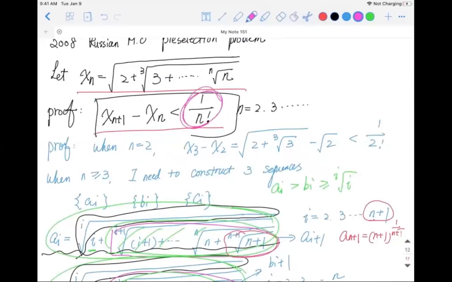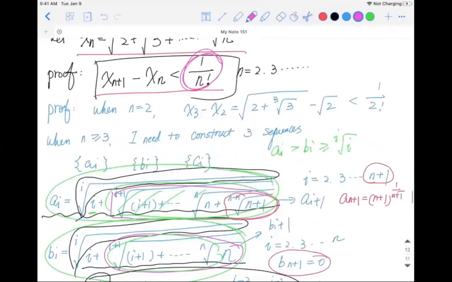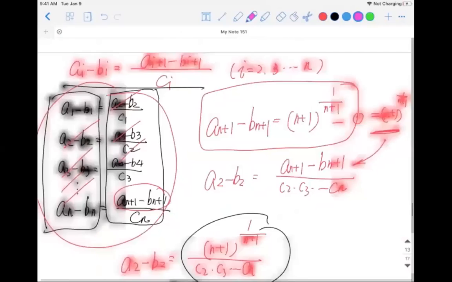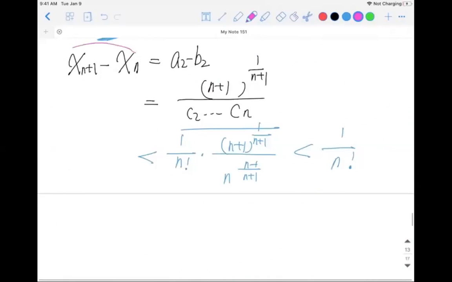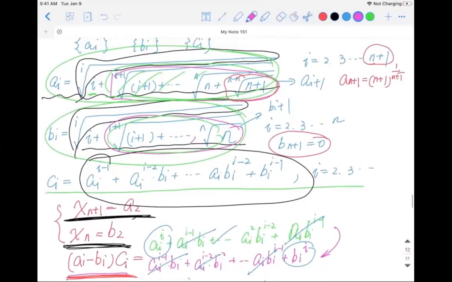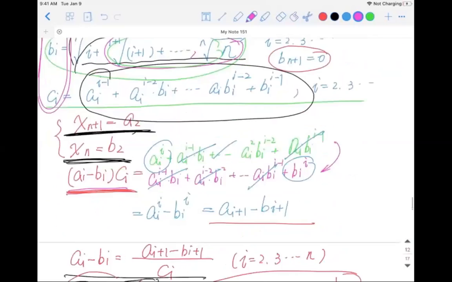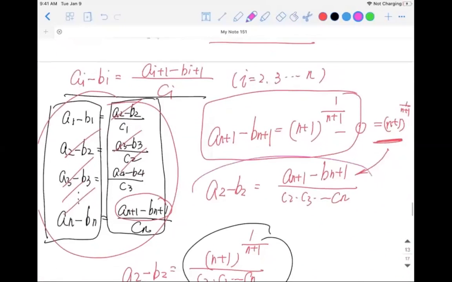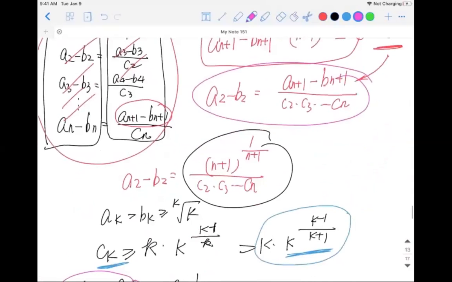We want to make sure x_{n+1} minus x_n is less than 1 over n factorial. So these will be x_{n+1} minus x_n less than 1 over n factorial. Okay, this is a crazy problem. And first of all, it takes forever for you to figure out how to have the A_i, B_i, C_i constructed in such a way. Second, you have to figure out all those scalings to make sure what's the relationship between A_2 minus B_2, and then figure out another scaling about C_k, and so on and so forth.